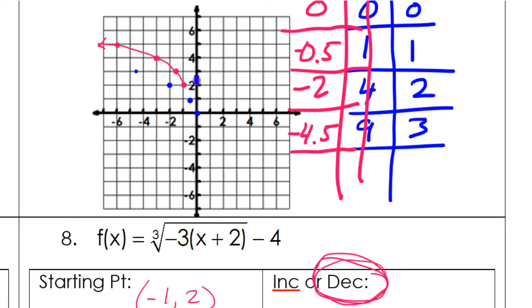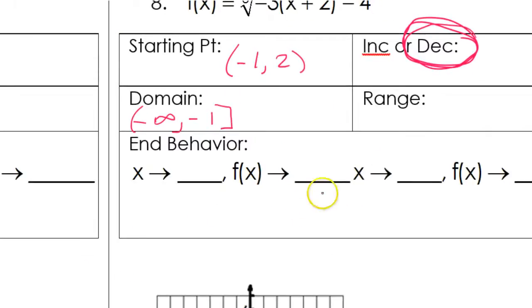I hear you saying that it starts here at 2, and then it goes up from there. Yeah. So that's 2 to positive infinity. Okay, so that's my range. Bracket 2 to infinity. Any questions on that?